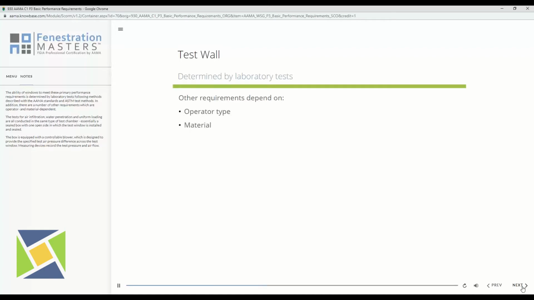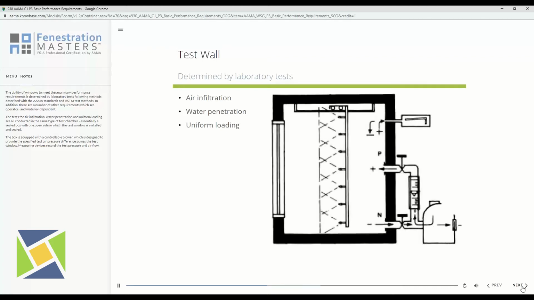The tests for air infiltration, water penetration, and uniform loading are all conducted in the same type of test chamber, essentially a sealed box with one open side in which the test window is installed and sealed. The box is equipped with a controllable blower, which is designed to provide the specified test air pressure difference across the test window. Measuring devices record the test pressure and airflow.